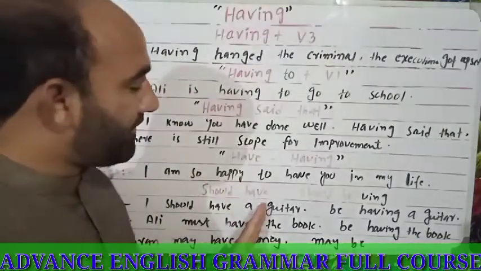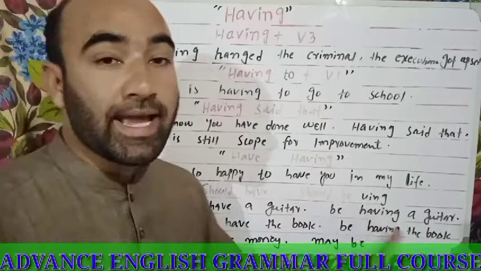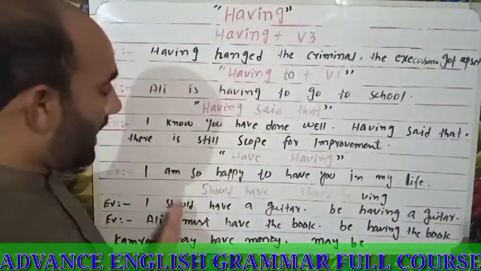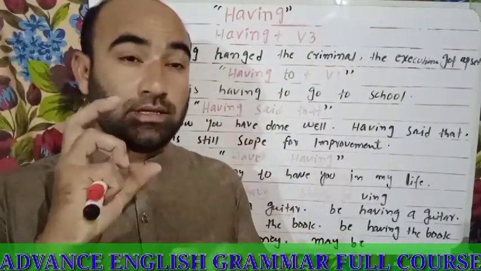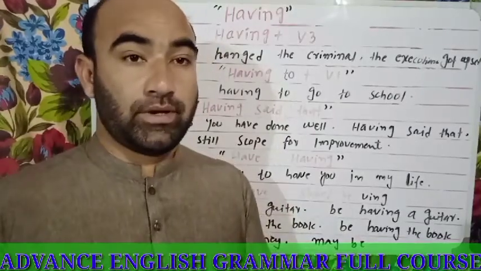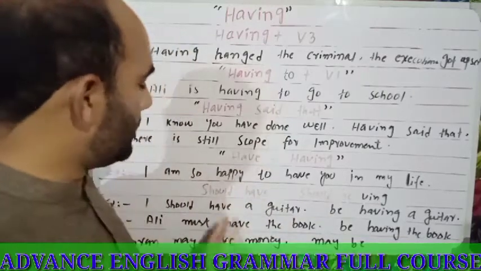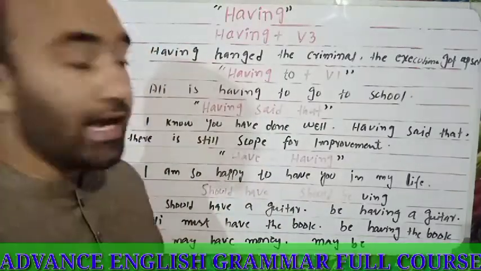And should have for advice, should be having. We can also use, let me tell you, I should have a guitar. You are talking about the possession. You are talking about the ownership. You are talking about the relationship of someone or something. We use should have, should be having there.